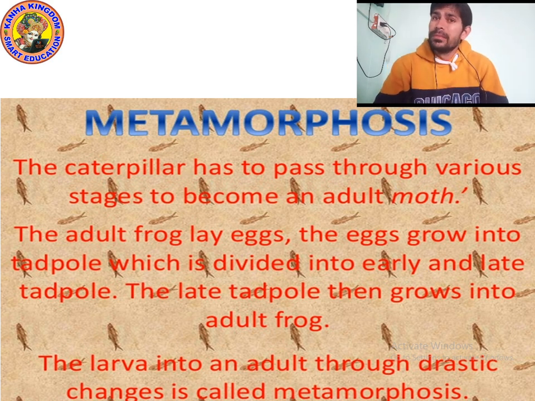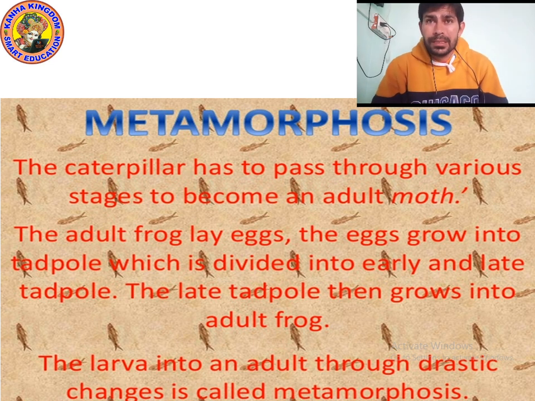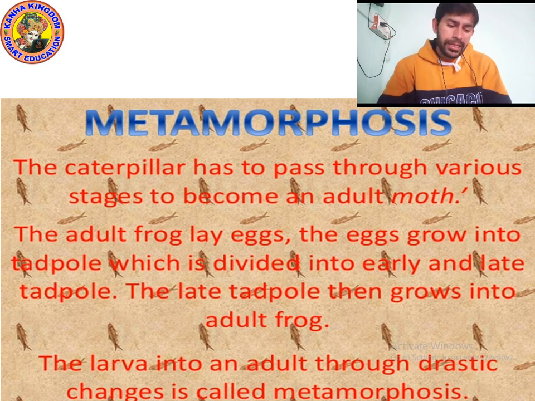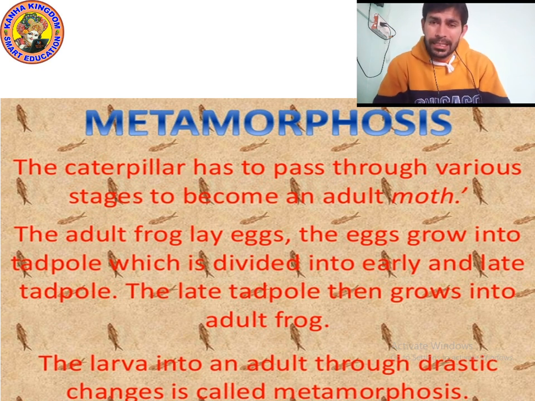So their larva turns into an adult through drastic changes. Many changes occur when a baby is born and then changes into an adult. During that period of life, many changes occur. These changes are called metamorphosis. For example, the frog. When a frog lays eggs, it lays them in the water, and the eggs are held together by a jelly-like substance.